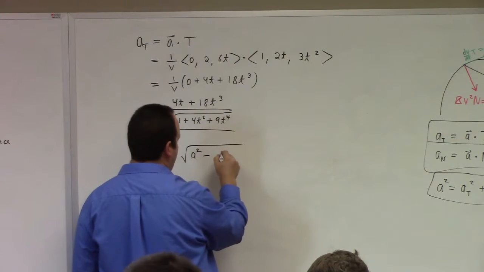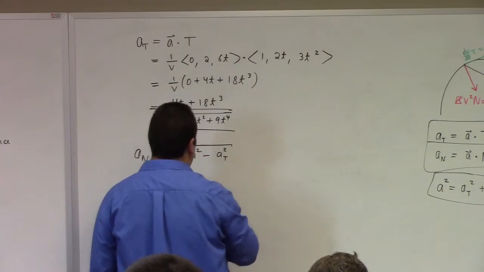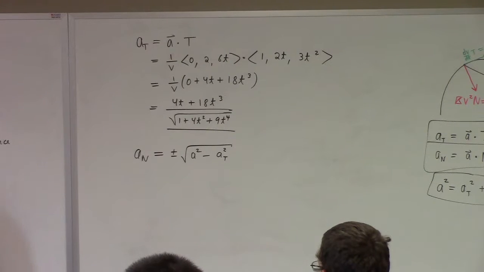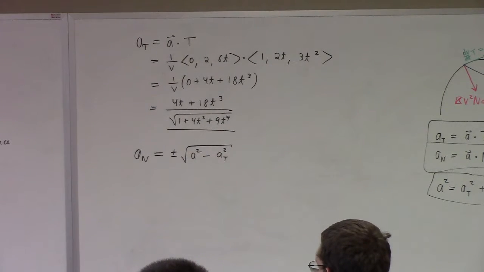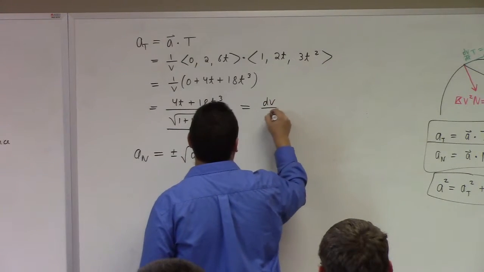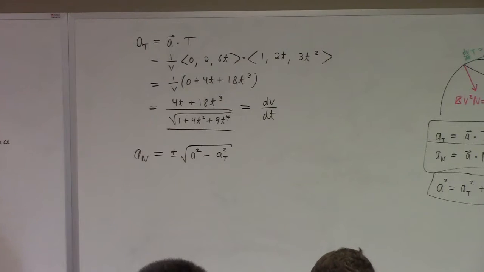So a benevolent Calculus 3 instructor who wanted to ask a question about this on a test in a friendly way would say something like, find the magnitude of the normal component of the acceleration, thus freeing you from the plus minus obligation. Yes? So the answer that we got for A_T is dv dt. Indeed, that's true. You could have calculated that as dv dt. Is that obvious?